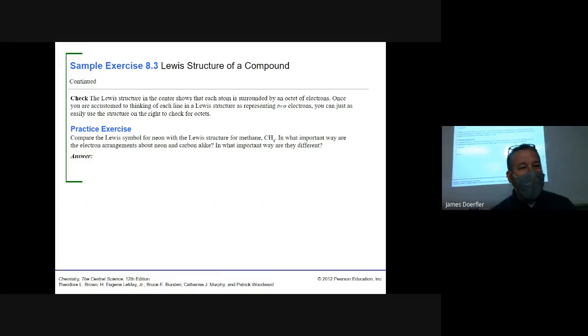Okay, so we have to compare the Lewis symbol for neon, we're right here, with the Lewis structure for methane, CH4. In what important way are the electron arrangements about neon and carbon alike? And in what important way are they different? Okay, so first thing, wrong marker. I'm just going to write these down. I'm going to write neon. What's the symbol for neon? Ne. And then we have the compound CH4.